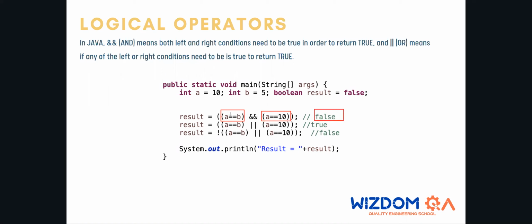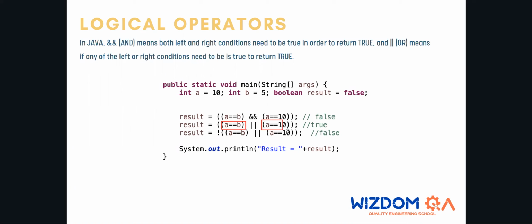Why? Because A is not equal to B. A is equal to 10, that is right, but A is not equal to B. So obviously the overall operation is false, and I got the value as false. Similarly, again, A is equal to B.